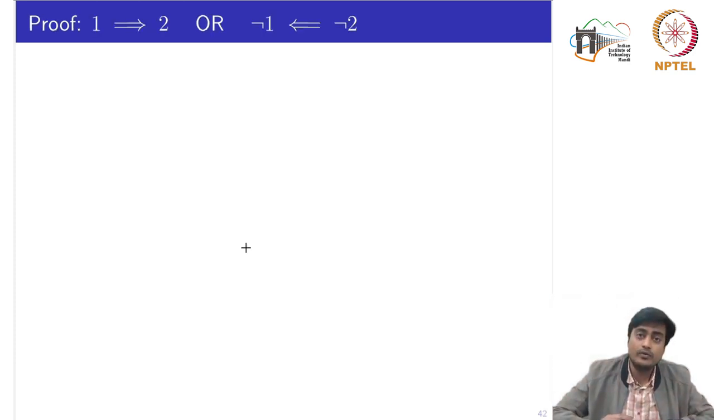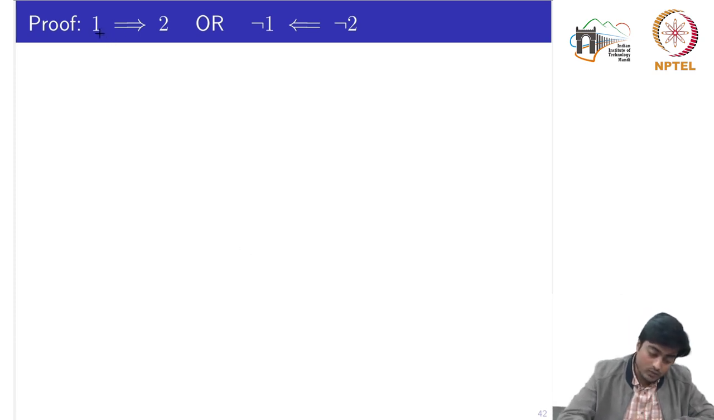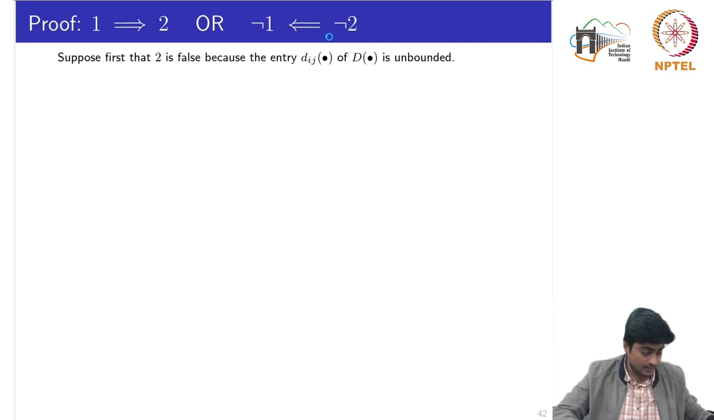Now we'll do the proof of this implication by contradiction. What we want to prove is that 1 implies 2. We can also prove that if statement 2 is false, then statement 1 is also false. So both these implications, either 1 implies 2 or negation of 2 implies negation of 1, are equivalent. So we are going to prove this by contradiction. So let's see.